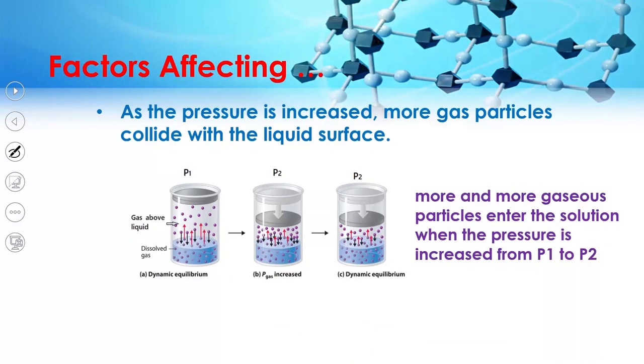Gas above the liquid, dissolved gas: more and more gas particles enter the solution when the pressure is increasing from pressure 1 to pressure 2. So this is a dynamic equilibrium. When pressure increases, a new dynamic equilibrium will be attained.